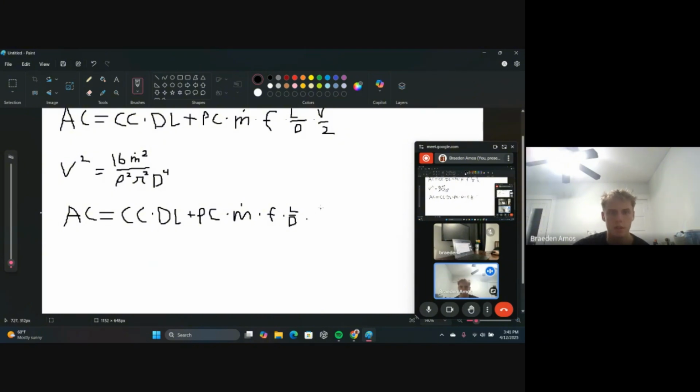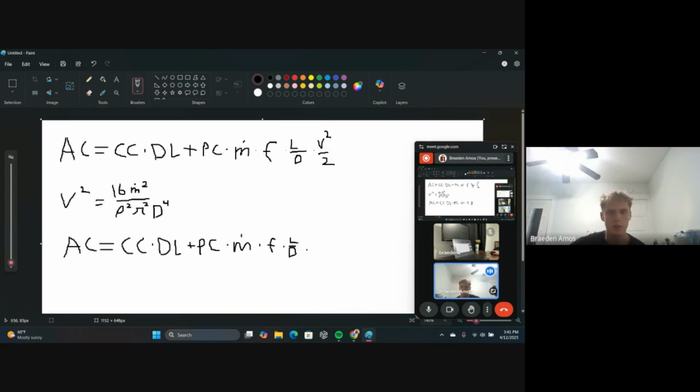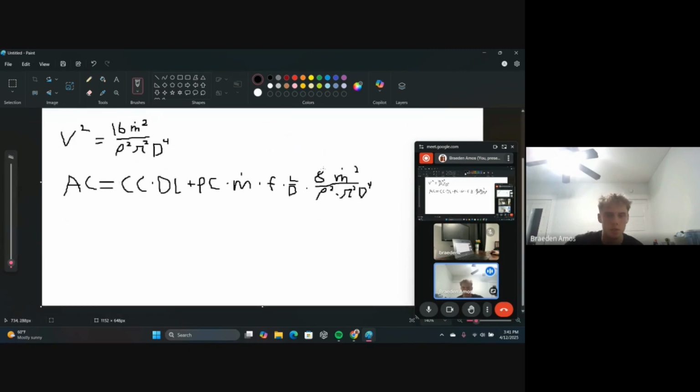Okay, and then this is divided by 2, so instead of 16, we're at 8, because that's 16 divided by 2. So 8 M dot squared all over rho squared times pi squared times D to the fourth. Okay, so now our next step is to differentiate both sides of this.